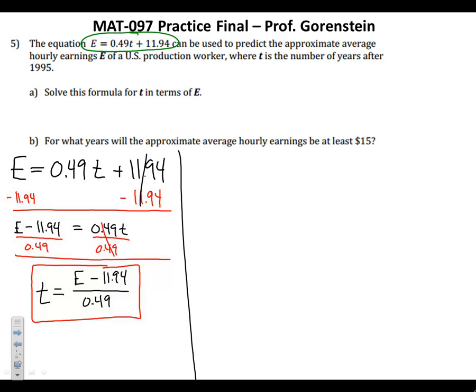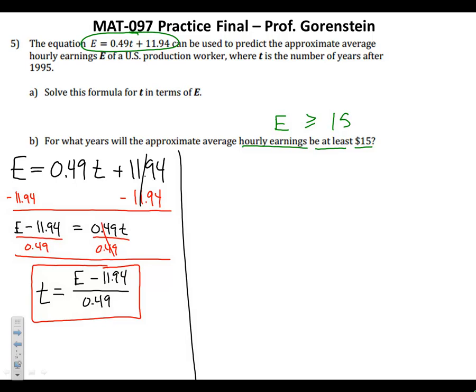For part B, for what years will the approximate average hourly earnings be at least $15? So we have what's called a quantifier here, the at least. So at least means 15 or more than 15. So the symbol for 15 or more is greater than or equal to. So what we have here is the hourly earnings, that's E, be at least, that's greater than or equal to, the number 15. So that's what we want to solve.